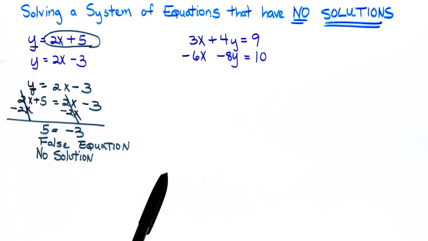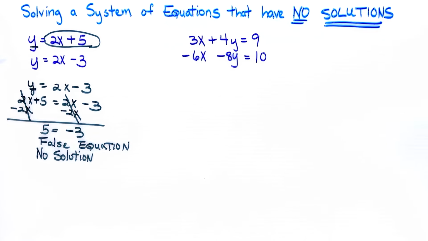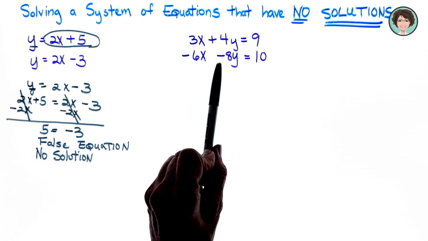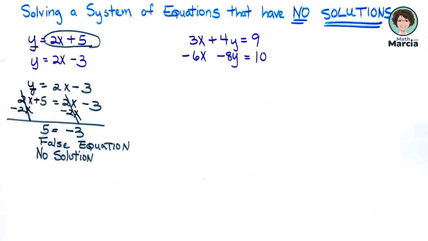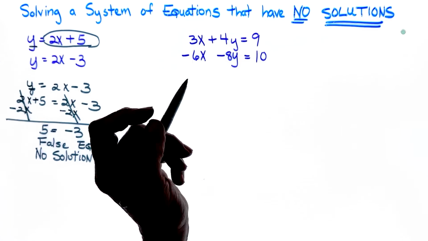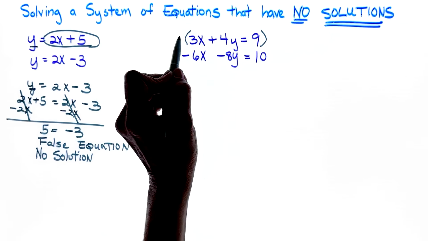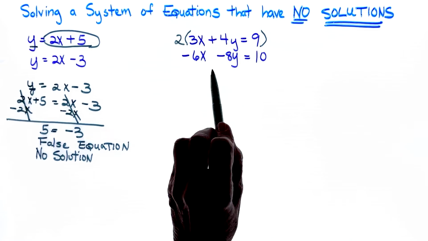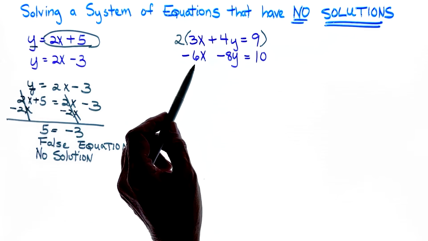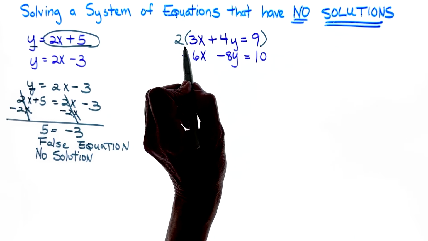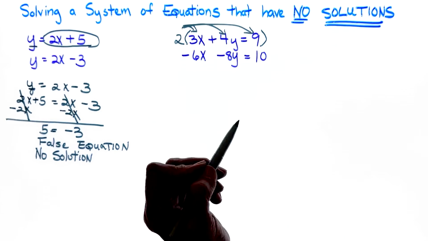Well, let's look at this second example that we have here. 3x plus 4y equals 9, and -6x minus 8y equals 10. I think I'm going to solve this by elimination because I can see that if I multiply the top equation by the number 2, all of it, I am going to end up with a 6x, and it's going to disappear. Let's do our multiplication of the first equation, where we have to multiply each one of these terms.